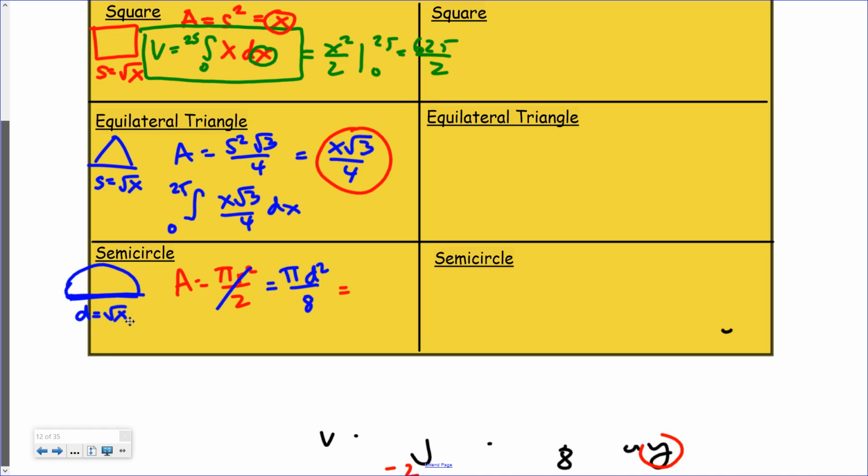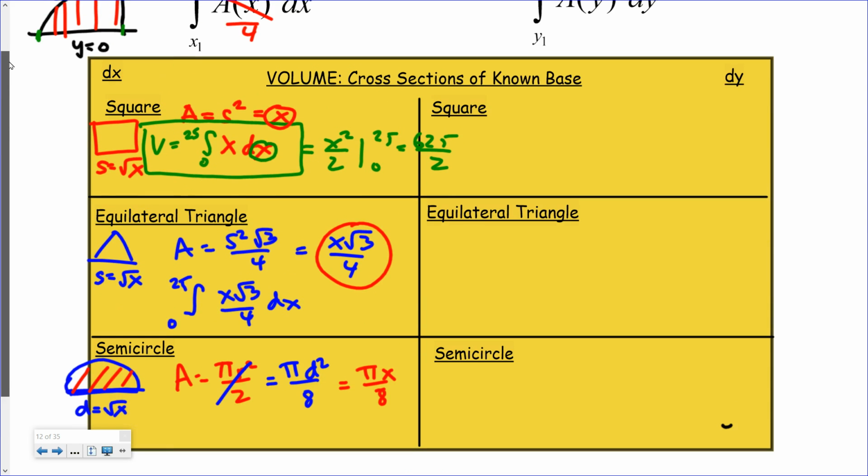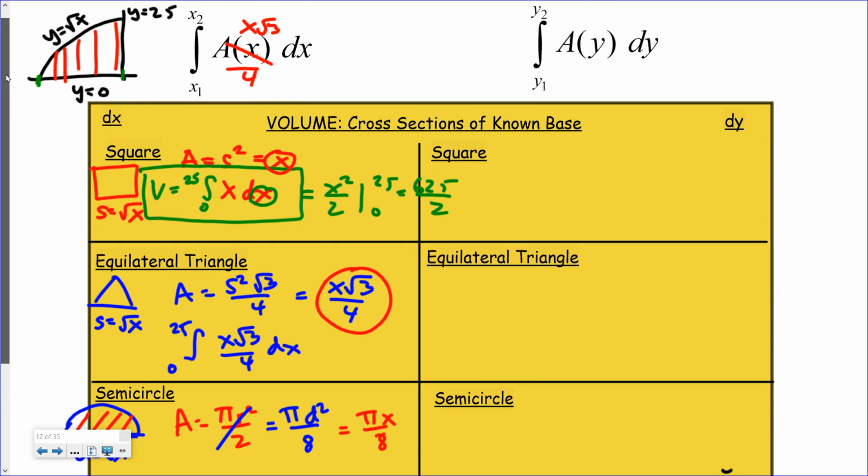Guys, if d is equal to square root of x, what's d squared going to be? X. So this is really just pi x over 8. Once you get the area for that cross section, all you do is plug it into this formula. So my formula is pi x over 8.